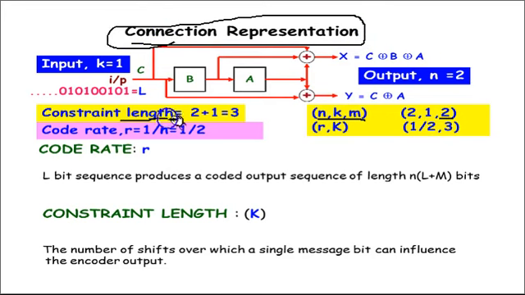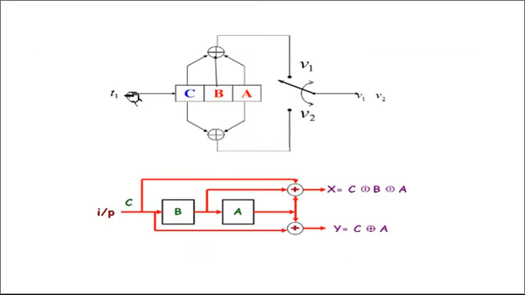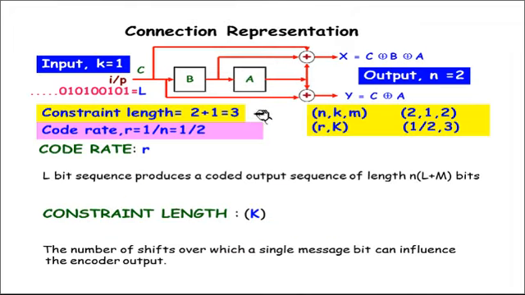Now the constraint length is based on the value of m plus one additional flip-flop which we are using to store the input bit. That's why it is 3. The definition of the constraint length is the number of shifts over which a single message bit can influence the encoder output. Here, the input bit comes from the left side: the first shift is here, then the second here, then the third here. That's why the constraint length is 3 for this particular diagram.